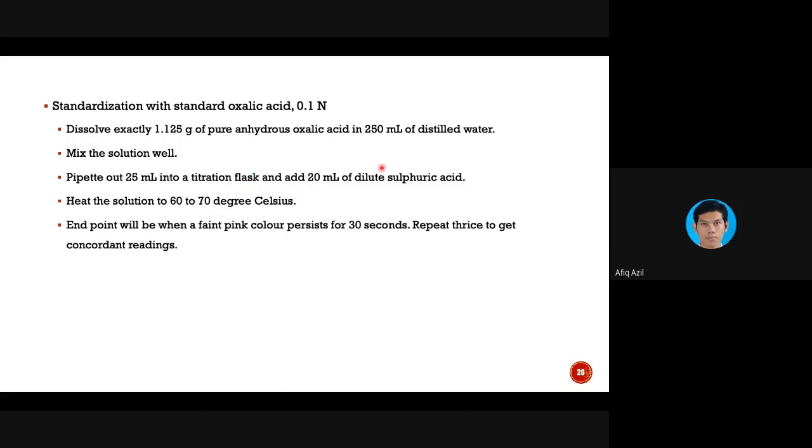So once you get this, okay, you titrate. Okay, you titrate with the potassium permanganate. Once you get that faint pink color, you heat the solution until this temperature. So if the color does not change for 30 seconds, if it remains in pink, so that means you have reached your endpoint. So you repeat again in order to get three concordant values. Okay, three readings that can only differ by, what you call that, 0.1 ml.